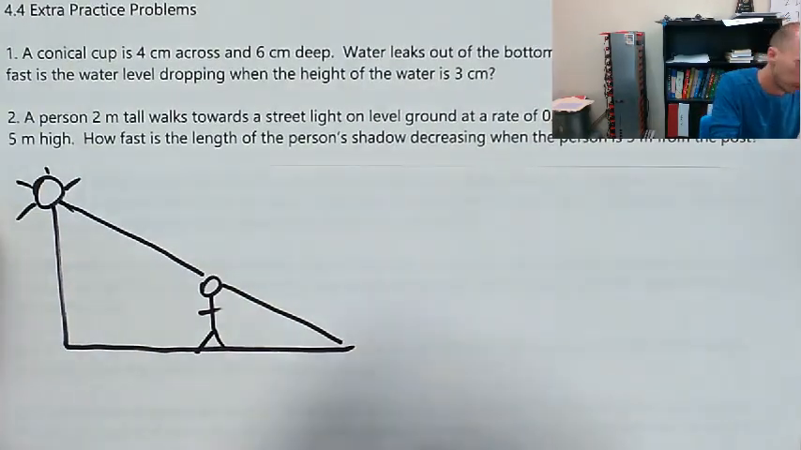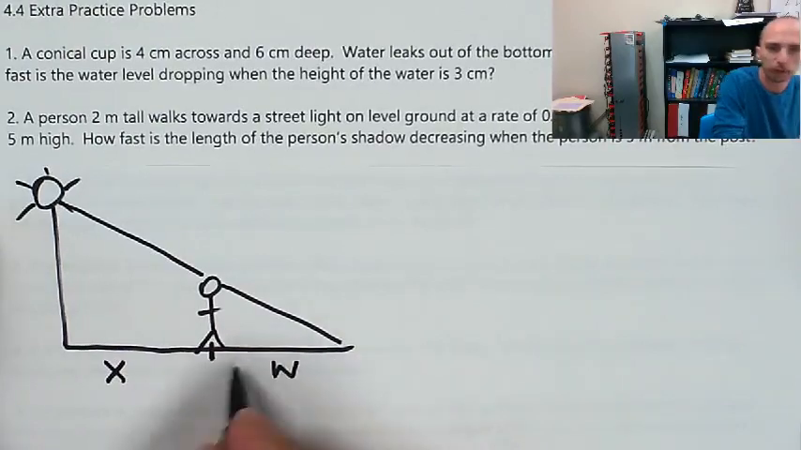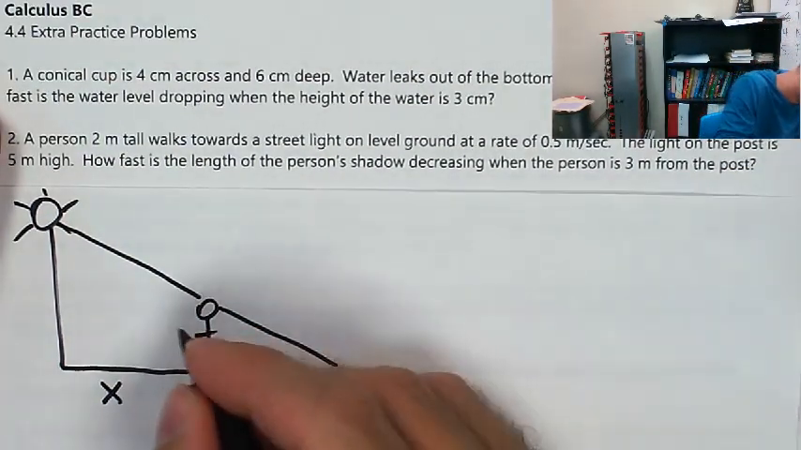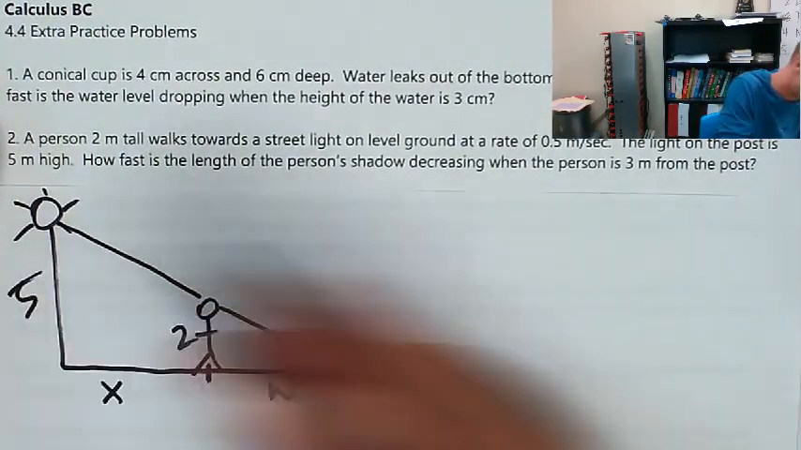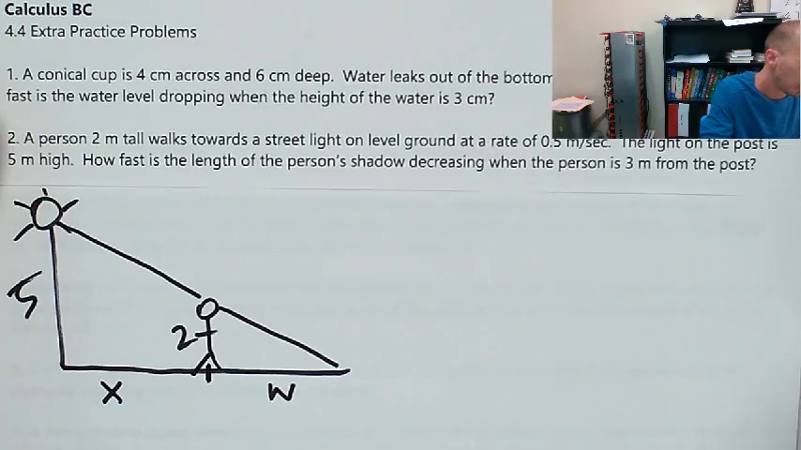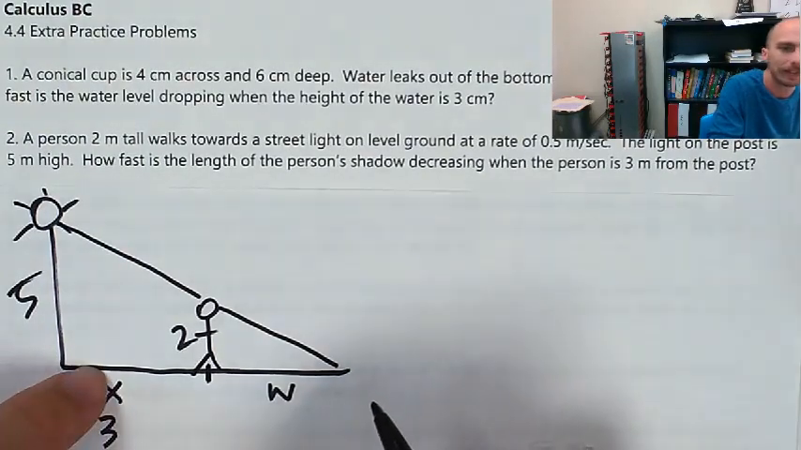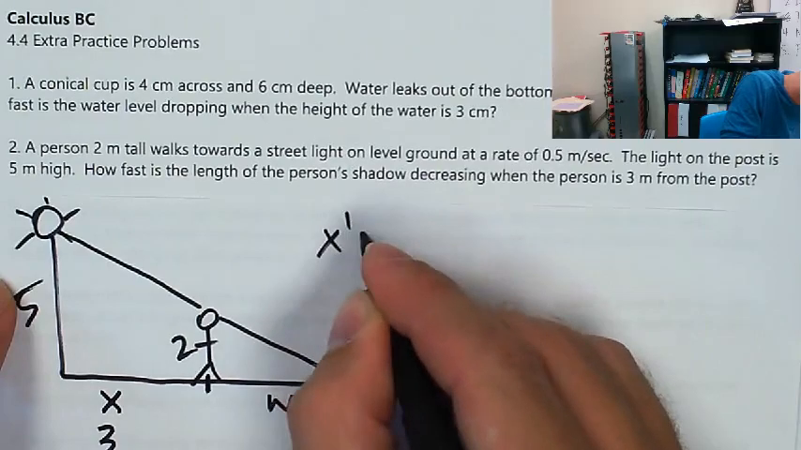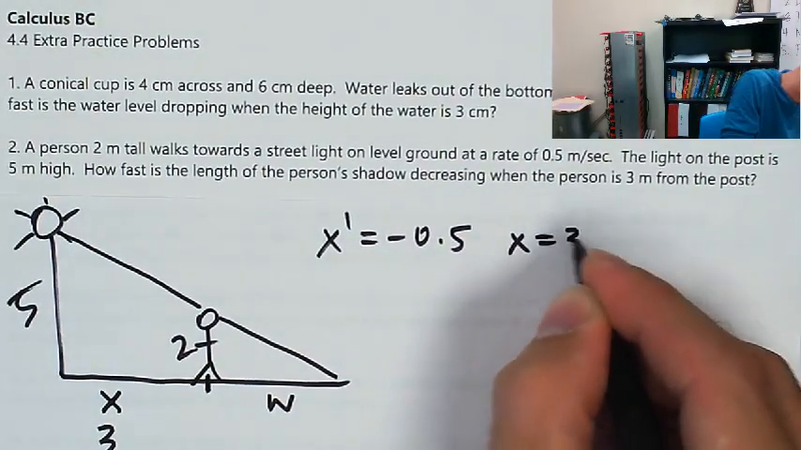I have in the past typically called this length here W and this one X, W for shadow, X for just horizontal distance. But the person is 2 meters tall. The light on the post is 5 meters tall. So basically, the person is 3 meters from the post, X equals 3, dx/dt is -0.5.